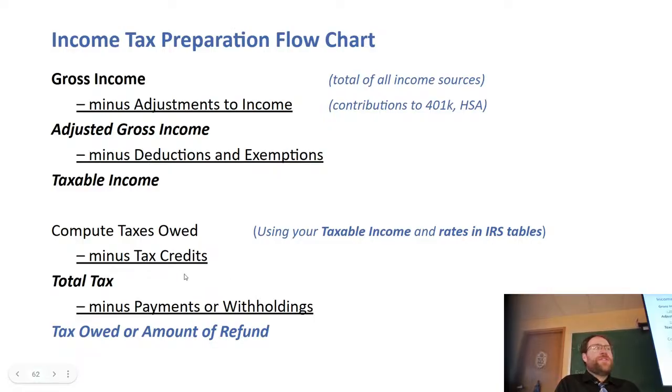The idea is that you want to get that number as close to the actual number as possible. You don't really want to get a huge refund or owe them a lot of money. You want it to be as close to zero as you can when you're filing your taxes.